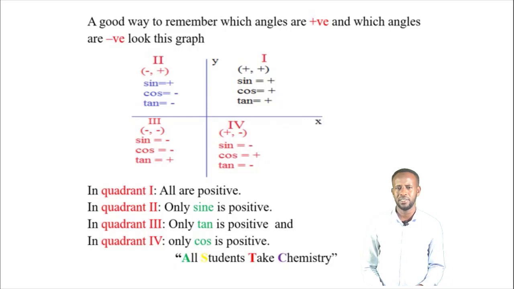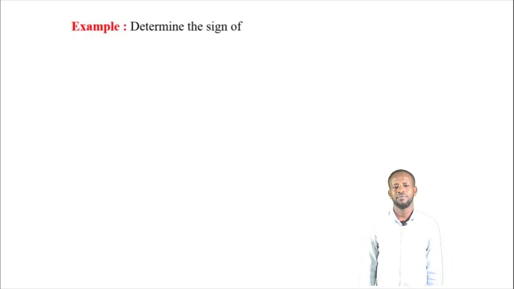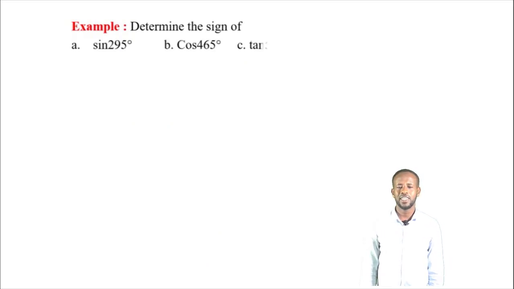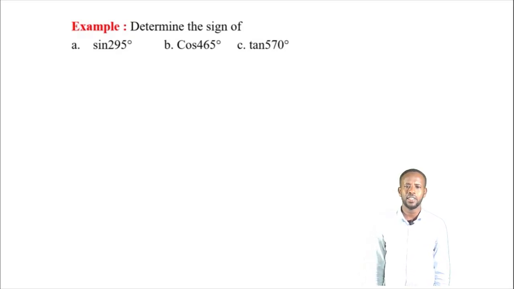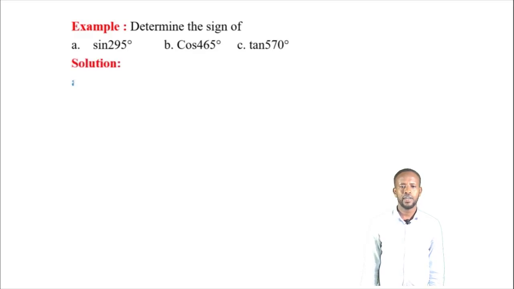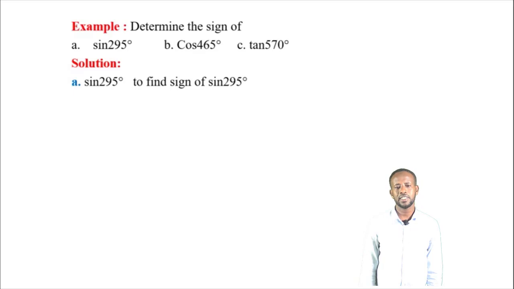And you can remember easily. Okay, let us look at an example. Determine the sine of: a) sine 295 degree, b) cos of 465 degree, c) tan of 570 degree. We need to find whether it is positive or negative. Let us say solution: sine 295 degree, to find the sine of this.